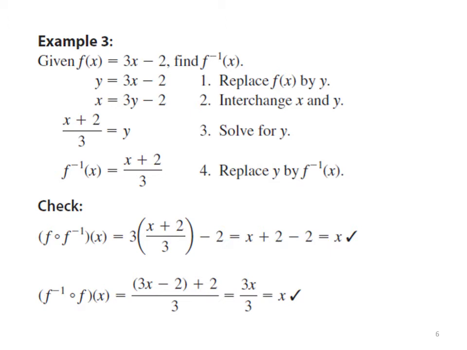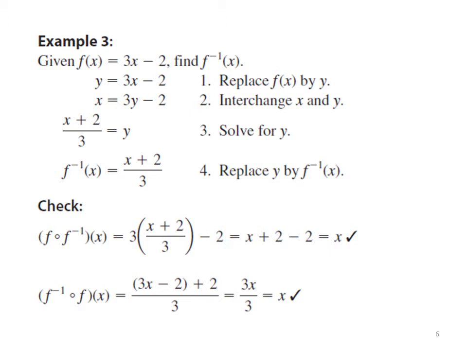Now you can check that the composition of the two functions both ways will give you x. For example, f of f inverse of x. Start with f, replace x by f inverse. f of x is equal to 3x minus 2. Replace x now by (x plus 2) divided by 3. If you simplify, you will get x plus 2 minus 2, which gives you x.